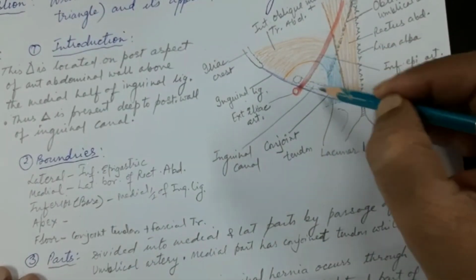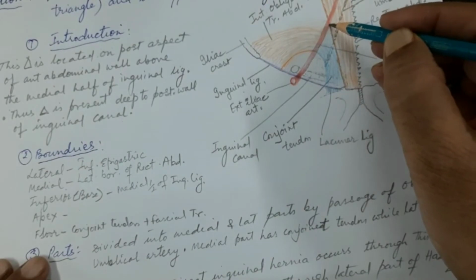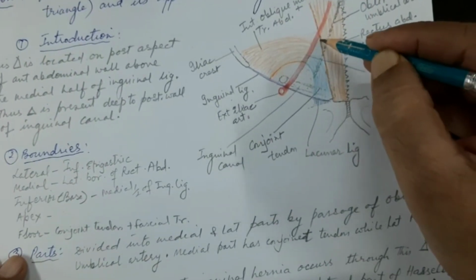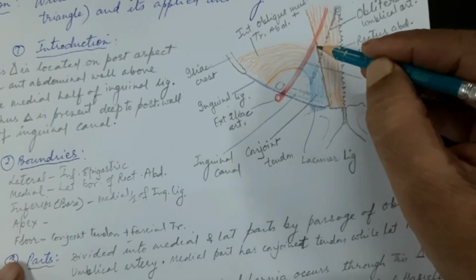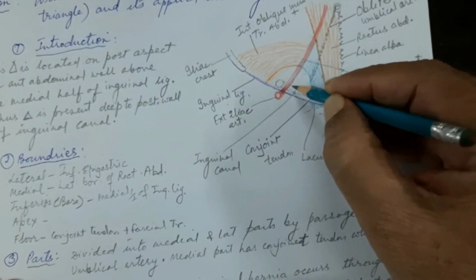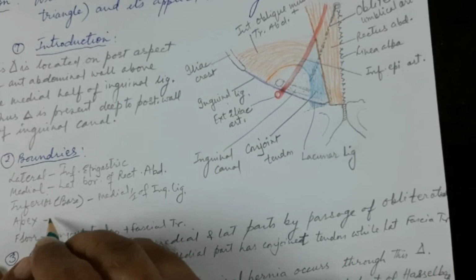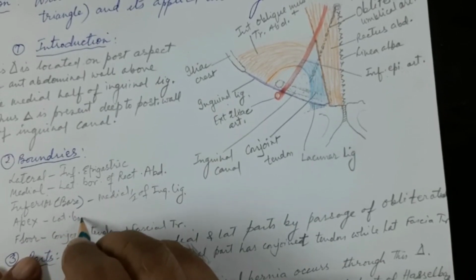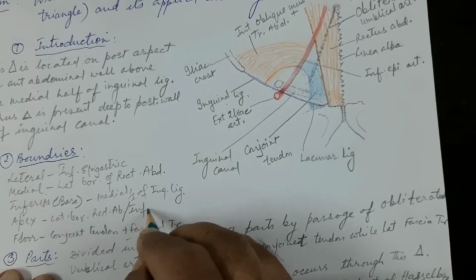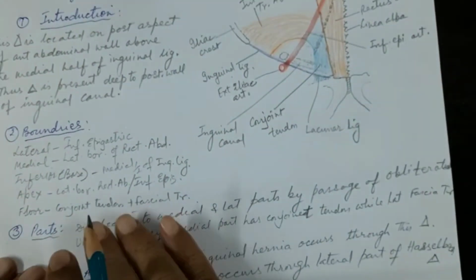So now three borders of the triangle are clear. Let us see its apex. The apex of the Hesselbach triangle is here. It is the meeting point of the inferior epigastric artery and the lateral border of the rectus sheath. Where it meets the rectus sheath, this is the apex. Naturally, opposite will be the base, which is the medial half of the inguinal ligament. So the apex is the meeting point of the lateral border of the rectus abdominis muscle and the inferior epigastric artery. That is the apex. I hope it is clear to you, okay?